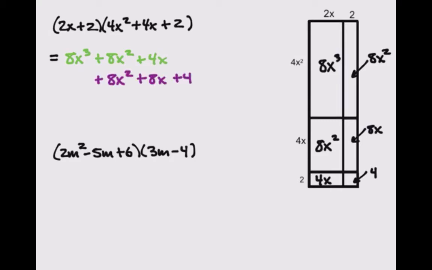What did we do? Again, I think we distributed this 2x to the 4x squared and the 4x and the 2. I also think we did the same thing with this 2. We multiplied it by the 4x squared, the 4x, and the 2.